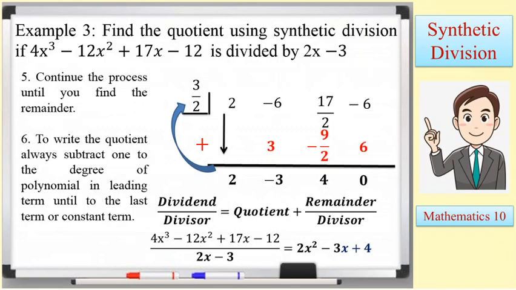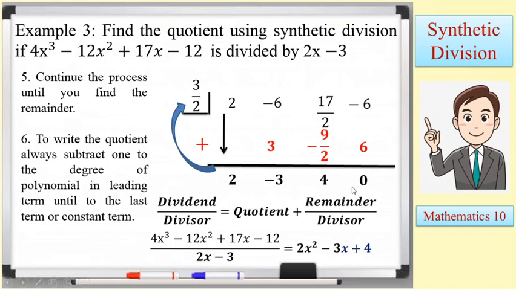Okay? And then, magsusubtract tayo ulit ng 1 dito sa 1 ng x na degree. So, 1 minus 1, the answer is 0. Kaya yung 4 natin ay naging constant term. Okay? Always take note that the constant term, ang kanyang degree ay 0. At ang remainder natin ay 0. Therefore, hindi na tayo maglalagay ng plus 0 over 2x minus 3. Kasi 0 na yung remainder natin.